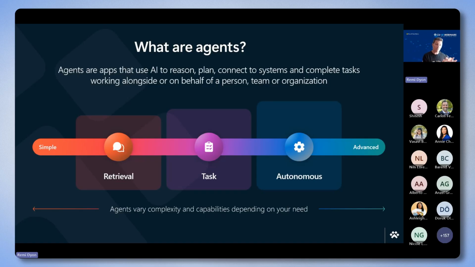Because you can have simple agents, like a retrieval agent, where you add knowledge and you ask a question, you just want that answer from a SharePoint library or from documents that you upload to your agent. All the way to the right to autonomous agents, which are designed to dynamically assemble different tools and topics and knowledge to act on your behalf and do something.